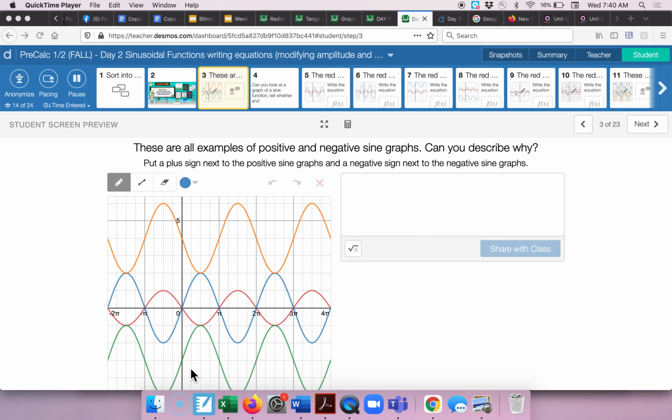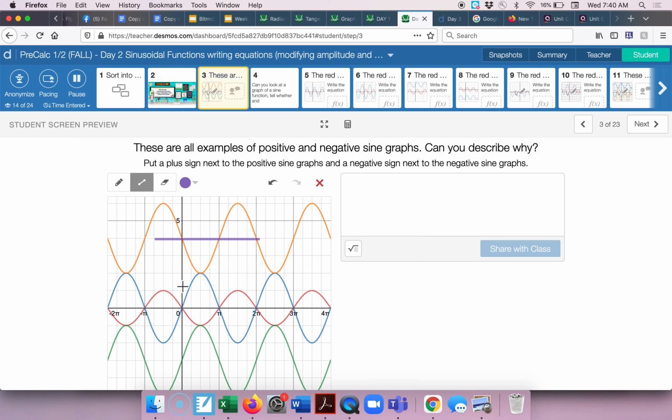So here are a bunch of sine graphs. Some are negative, some are positive, but they're sine graphs for one reason and one reason only. I know they're a sine graph because, I'm just going to use my purple here, if I draw the midline in, if the y-intercept is on the midline, it's a sine graph. Before, we were noticing if it started at (0, 0), it's a sine graph.